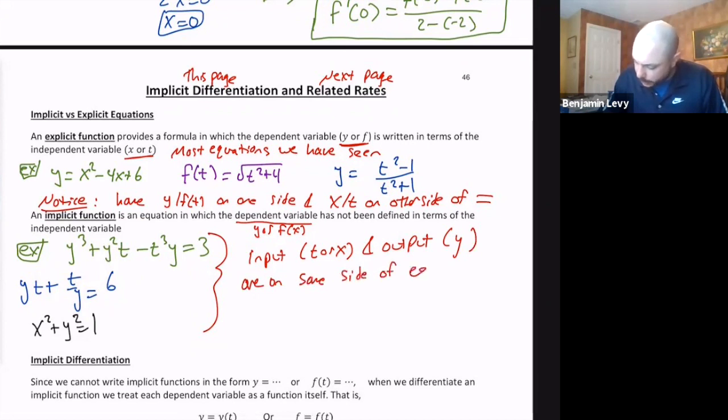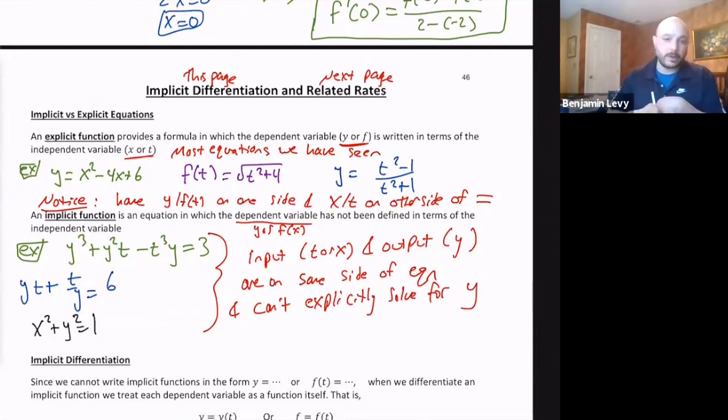And there's nothing we can do about it. That's kind of the key thing too. It's not just that they're together, but if we could separate them, that would solve the problem. In all these problems I chose, you can't actually separate them. So the input and the output are on the same side of the equation, and you can't isolate them. So we can't explicitly solve for the y. There's no getting around it. We have to think about what to do if we want to differentiate this.